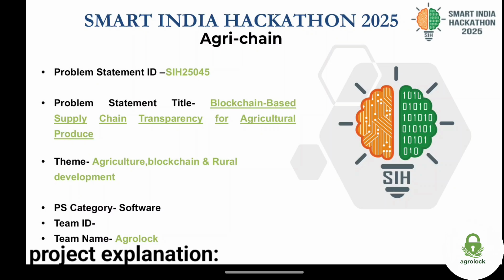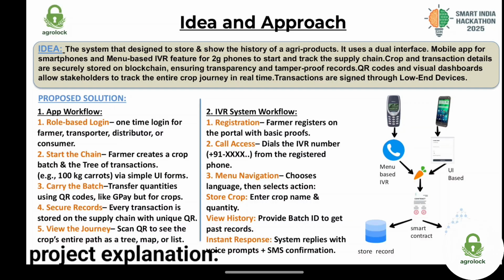Did you know that more than 25% of the produce never leaves the farm because it is lost on the farm? Also, the farmers are paid less than one third of the actual price paid by the customer in the cities. That's where we designed a system to store and show the history of your agri-products. As you know, it's a dual system: a mobile app for smartphones and a menu-based IVR feature for 2G mobiles.